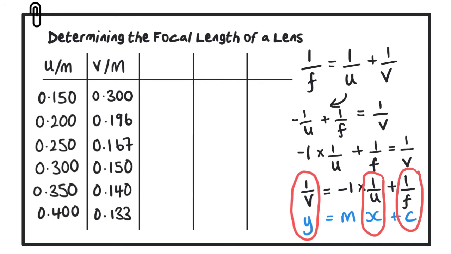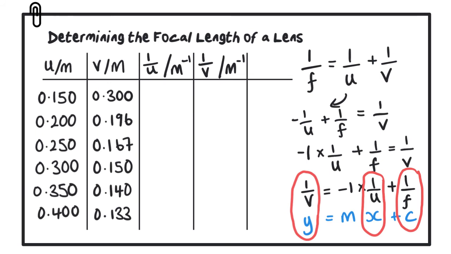Of course, that means we need to figure out what those values are first. We need to work out 1 over v and 1 over u. So in our table here, the next column is going to be 1 over u. Now, since we're doing 1 over u, that means we also need to do 1 over the unit. So that's 1 over metres, which is m to the minus 1. We also need to work out 1 over v. Again, our unit is m to the minus 1.